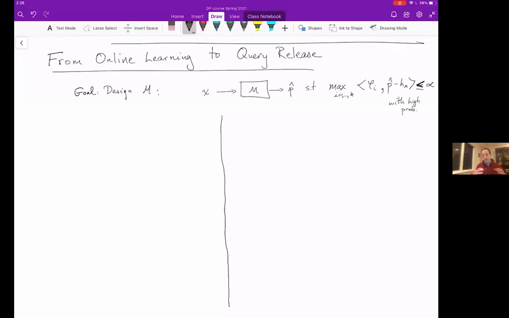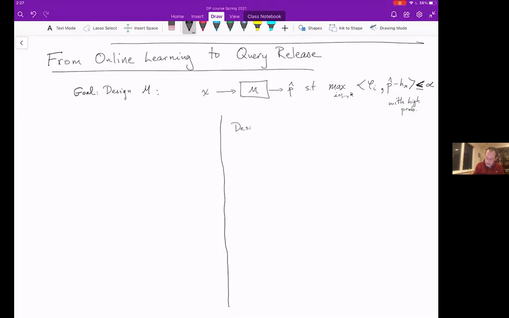Okay, so in this part of the lecture, what we'd like to do is see this connection between online learning and query release and start to analyze what we can do with that. So remember, our goal is we want to design an algorithm that takes as input a data set and produces a distribution, p hat, such that this maximum inner product of p hat minus h with the different phi's is upper bounded. All right, so here's the idea.